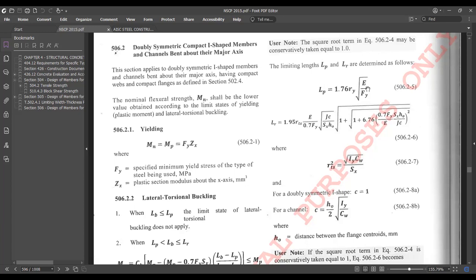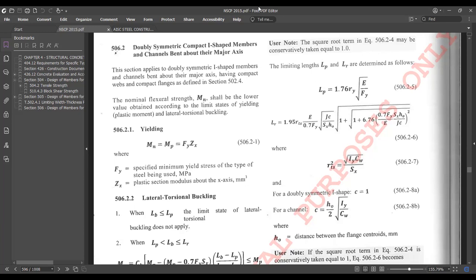Then we have the formula for RTS squared. I'm just copying muna. That is square root of IY CW all over SX. Okay? Then we have to note here, because we will use C later on in the formula for doubly symmetric I shape, C is equals to 1. So note that C is equals to 1. And then here it says H sub O is the distance between flange centroids. So later we will show how to calculate that.